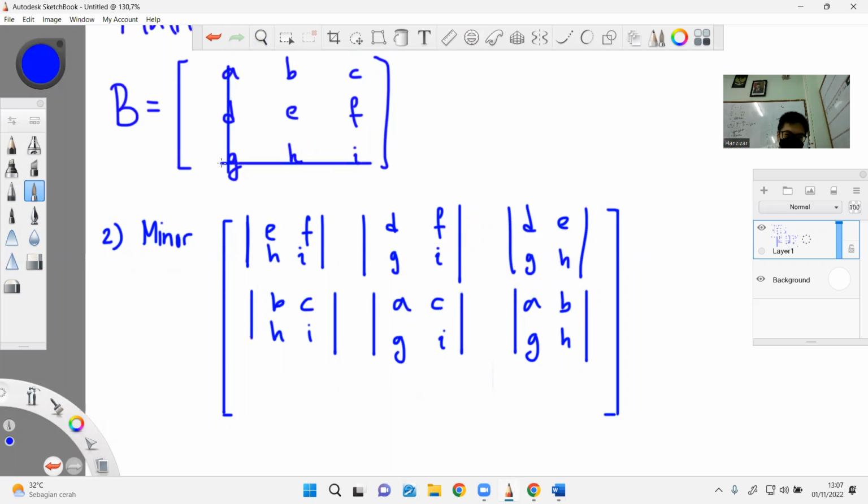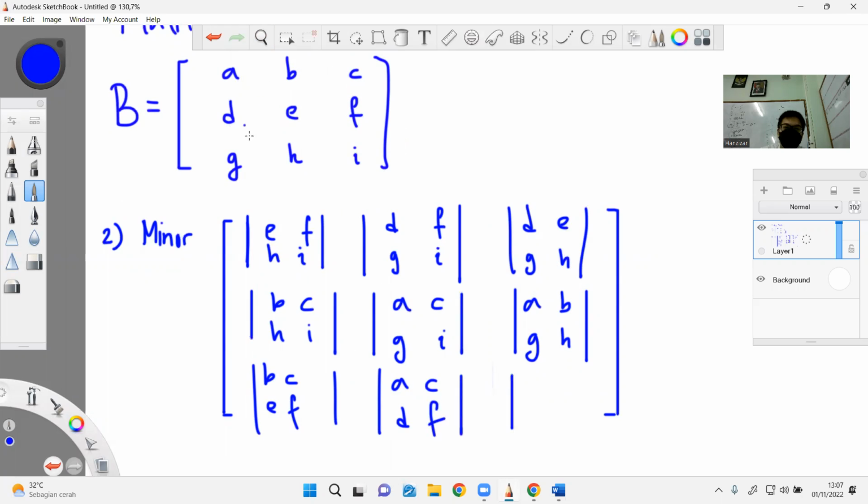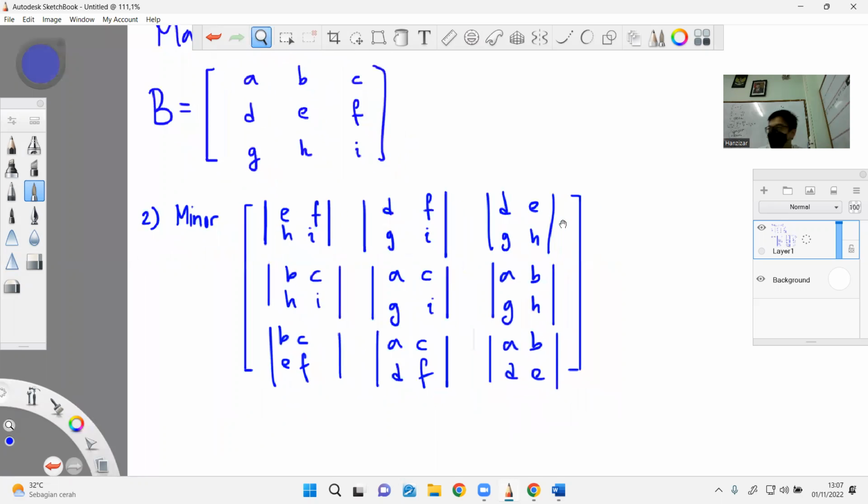Row 3, column 1, B, C, E, F. Then row 3, column 2, what is it? A, C, D, F. Last one, you close the I: A, B, D, E. Close. Okay, we are done for the minor.